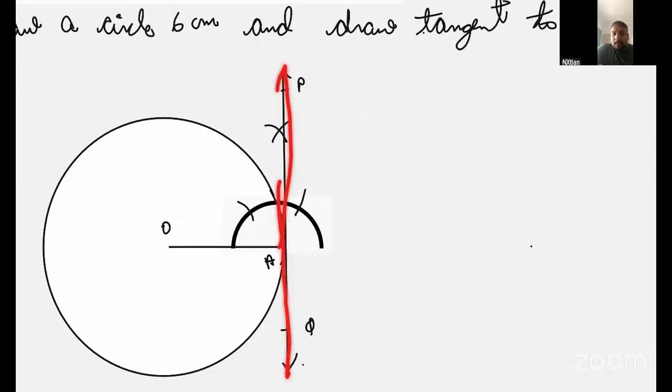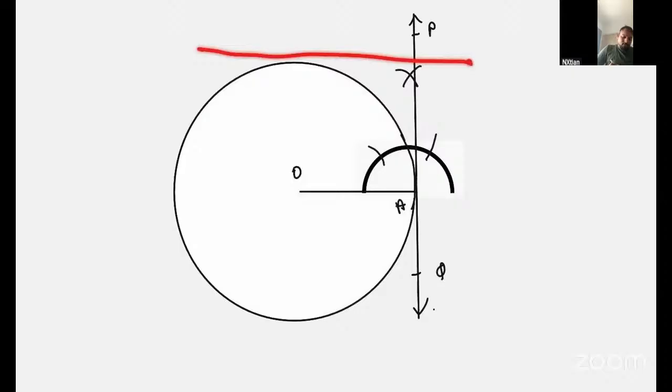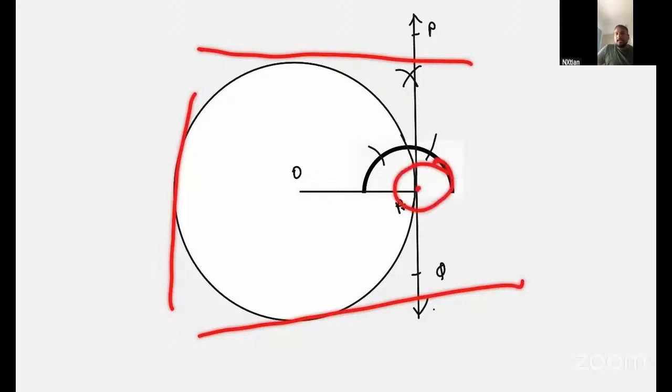I told you, tangent can be any side. Like this can also be tangent, this can also be tangent, this can also be tangent. Any line which is touching only this point will be the tangent.